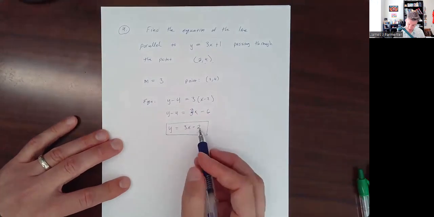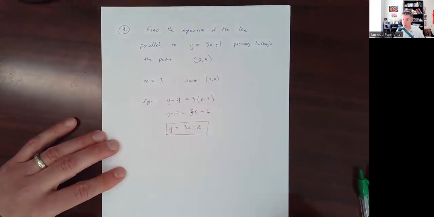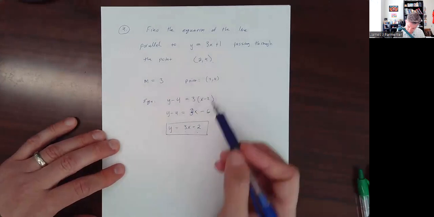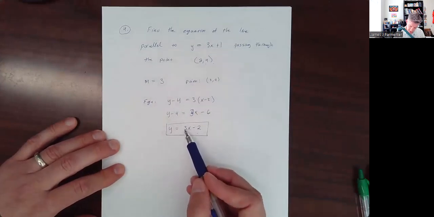That's the equation of my parallel line. This line is definitely parallel to that line. They have the same slope. And if I plugged in the point (2, 4), it would work, right? If I plug in 2 for x, 3 times 2 is 6, 6 minus 2 is 4.